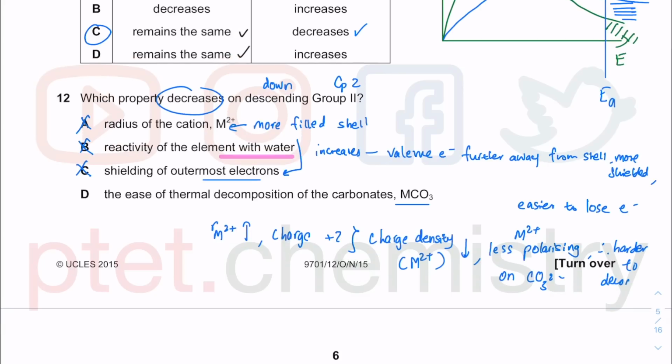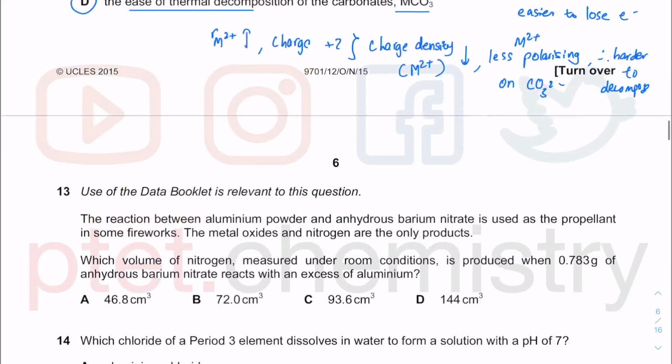or not as easy to decompose. So what do they want actually? The ease of thermal decomposition. It becomes harder to decompose, means it becomes less easy to decompose, and therefore D is the only possible answer there.